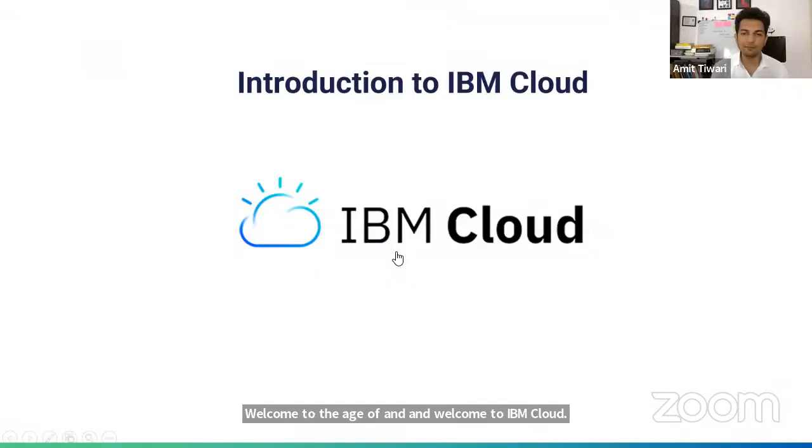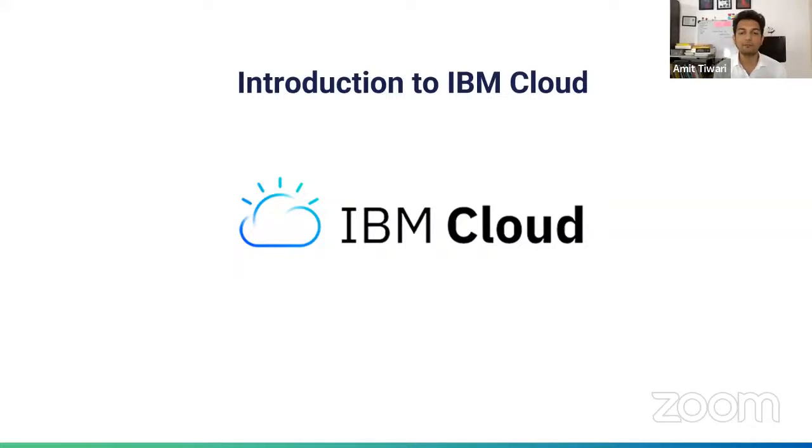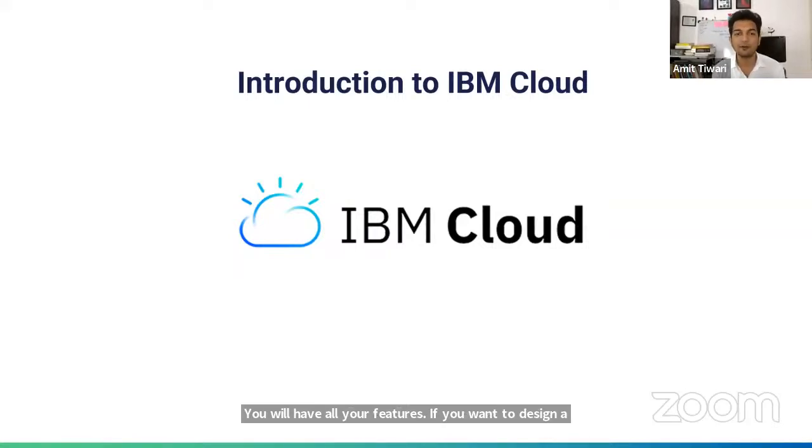Okay, so welcome to IBM Cloud. And with cloud, you can also do collaboration. That means four or five people of the same team can work on the same task. You will have all your resources in one place. If you want to design a machine learning model, you will use the machine learning model from IBM Cloud. If you want to design a chatbot, you can design one. If you want to do speech to text conversion, all the things that are possible in AI today can be done with the help of our cloud resources.